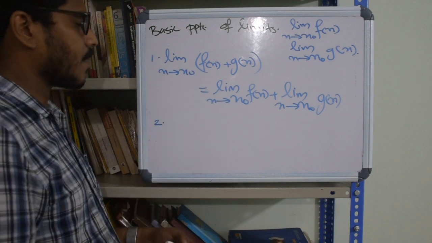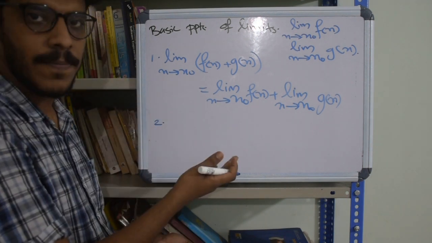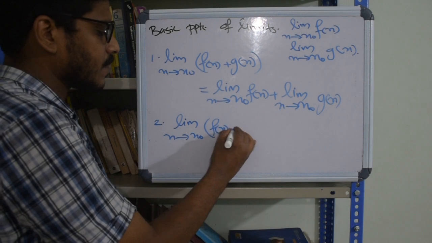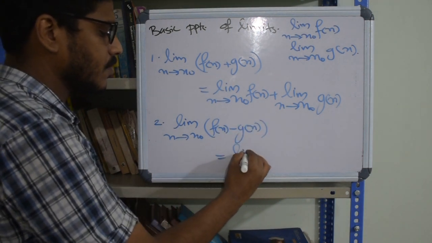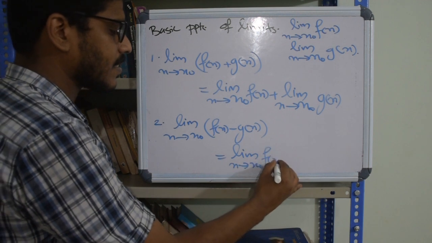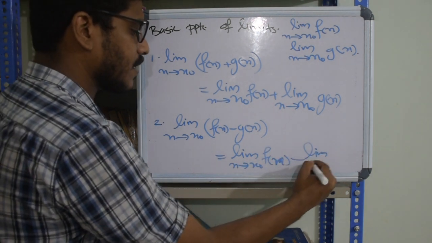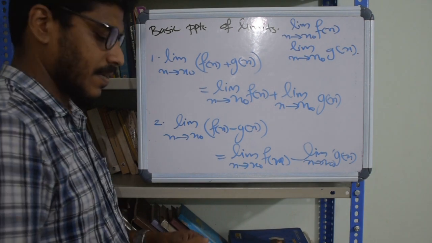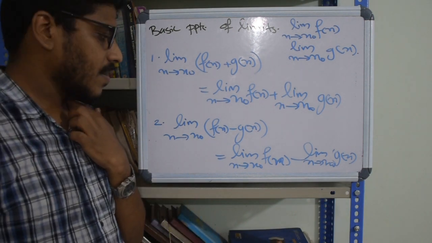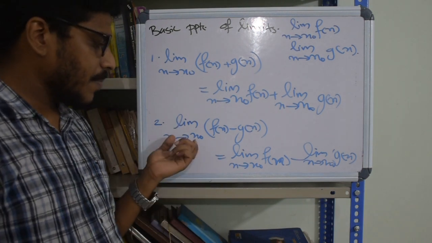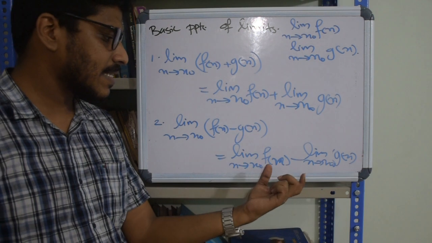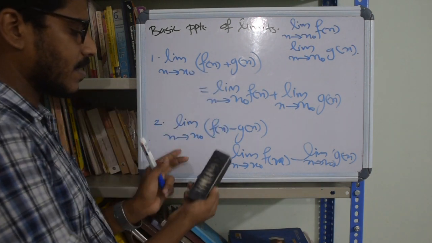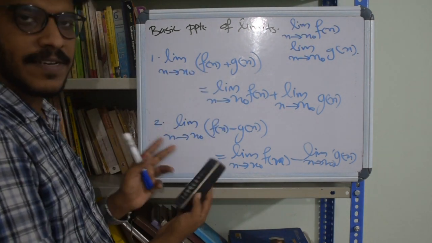Similarly, there is a difference rule which can be easily obtained from this. Limit x tends to x0, f of x minus g of x is equal to limit x tends to x0, f of x minus limit x tends to x0, g of x. As in the case of addition, the same holds for subtraction as well. So, the limit of difference of two functions can be evaluated as the difference of individual limits of the two functions. We can just use the sum rule to deduce the difference rule.